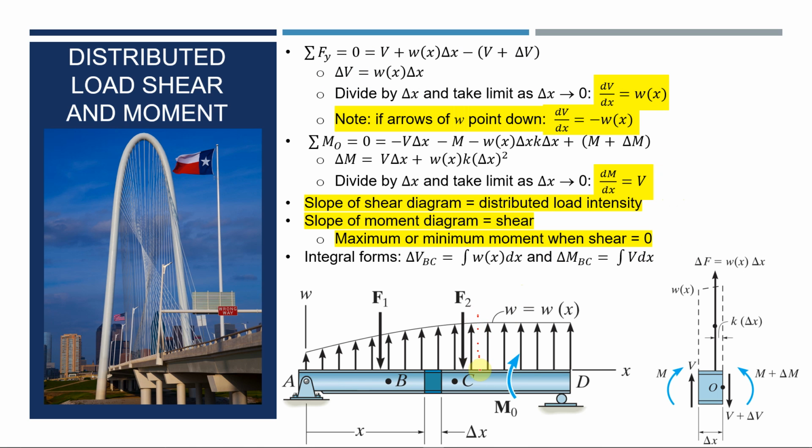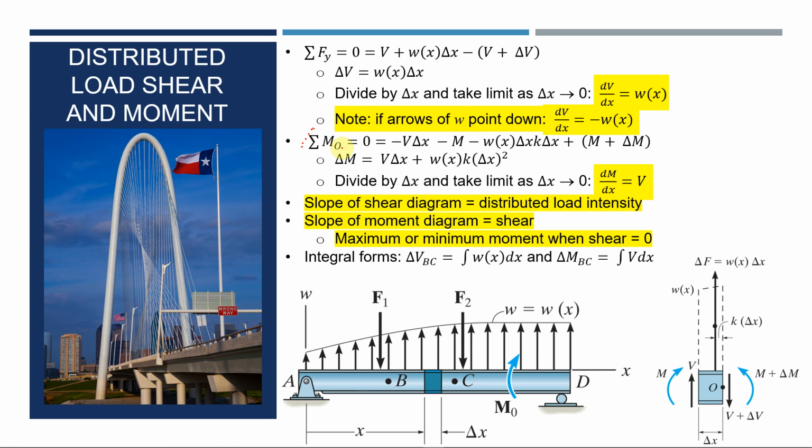Here the arrows are pointing up. If they were pointing down, you'd have a negative sign. In a lot of our drawings, you'll notice the arrows are pointing down. So just be aware of the pluses and minuses. Be careful about that stuff.